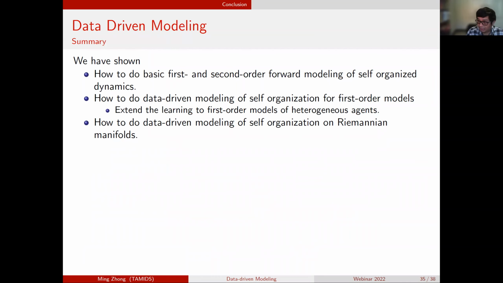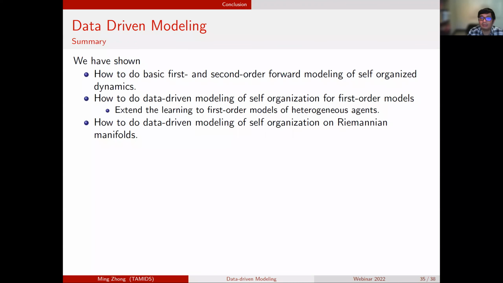Okay, so I have shown you how to do first order and second order forward modeling of self-organized dynamics. We showed you some basic examples. I have also shown you in actual detail how to build up the learning algorithm to learn a first order dynamical system from observations of first order self-organized dynamics. We also extended that to first order dynamics of agents of multiple types. Remember the extension that we did? We basically just changed S norm and everything should follow through. So it's really powerful for our learning algorithm.